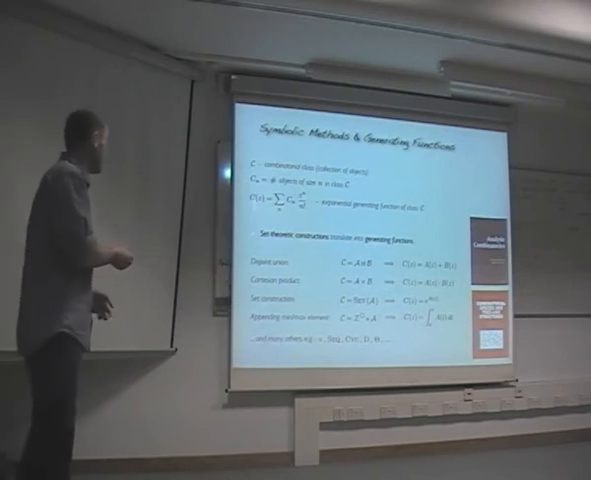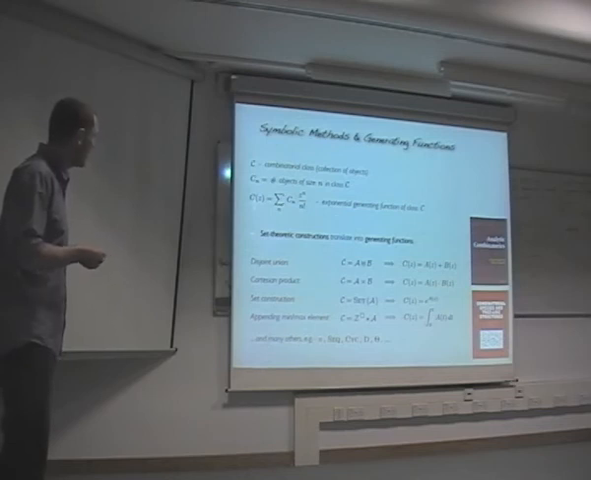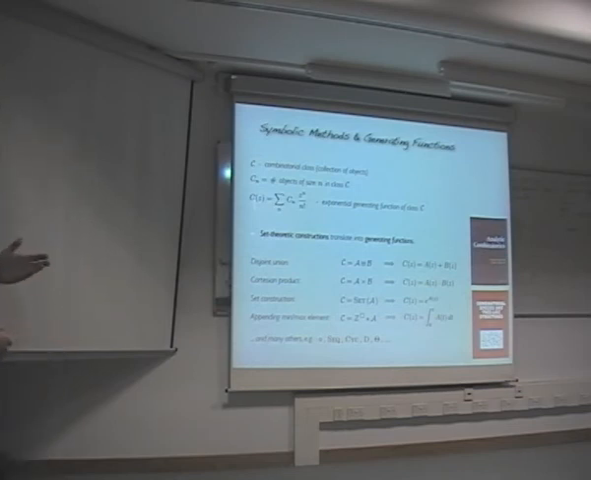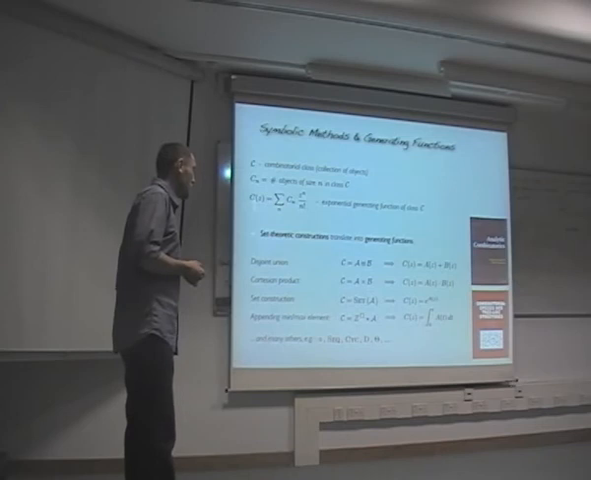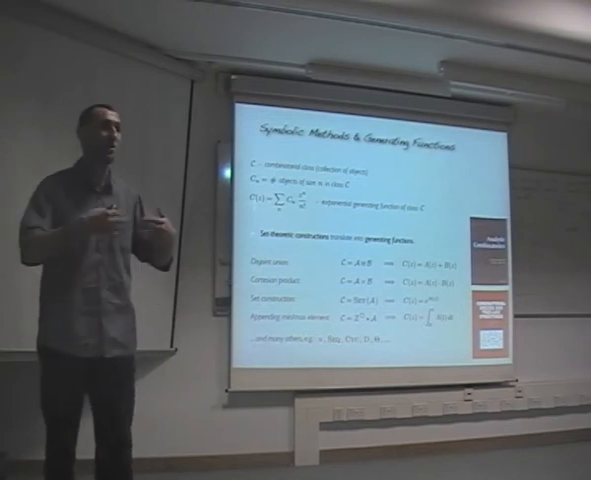So let Sn be the number of objects of size n, and if I consider the exponential generating function defined here, then it appears that all set theoretic constructions like the disjoint union, the Cartesian product, set construction, appending minimal or maximal element, these are just a few which I chose for the purpose of the next few slides. There are many others, like the decomposition, sequence, derivation, etc. All of them translate in a very simple and consistent way into the world of generating functions.